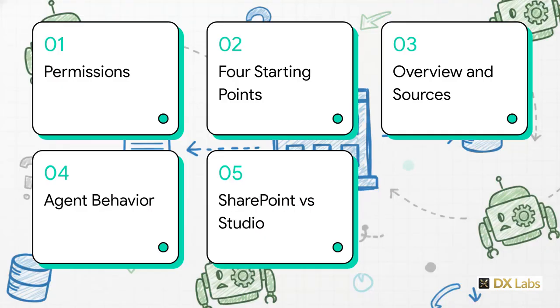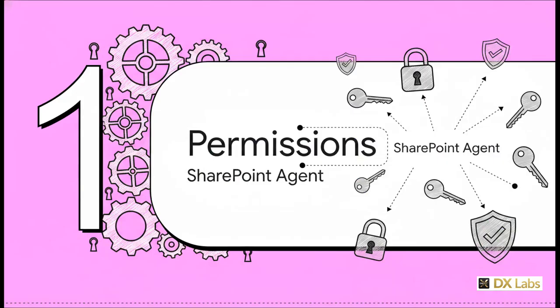Here's our roadmap for this explainer. We're going to cover SharePoint agent permissions, the 4 creation starting points, the overview and sources tabs, defining agent behavior, and finally, we'll compare SharePoint against Copilot Studio. Okay, Section 1. Let's kick things off with SharePoint agent permissions.